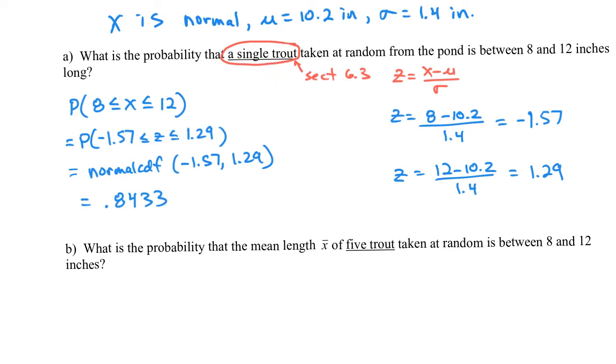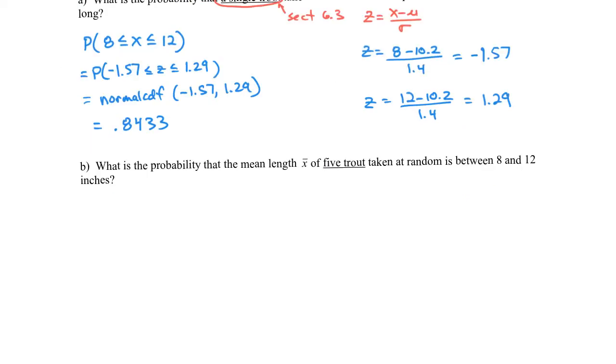But now they're going to ask something else. Now they're going to say, what's the probability that the mean length of 5 trout taken at random is between 8 and 12 inches? So the big difference here is we don't have a single trout. Now we have 5 trout. It's a mean length X bar of 5 trout. So now this is section 6.5. We have our new z-score formula.